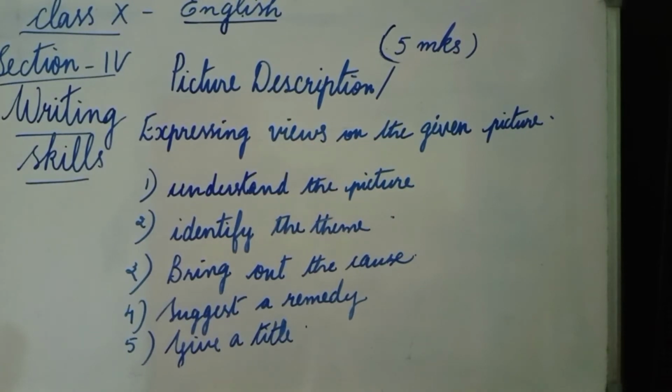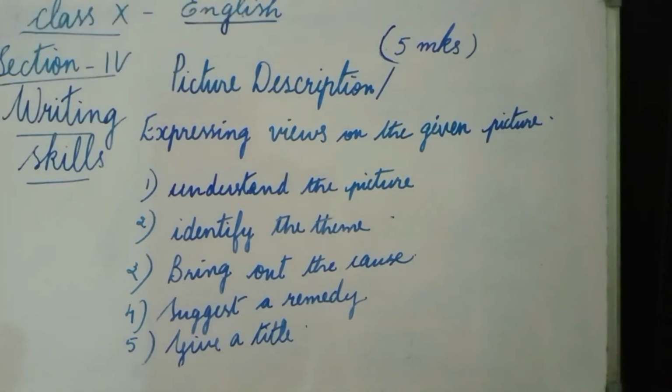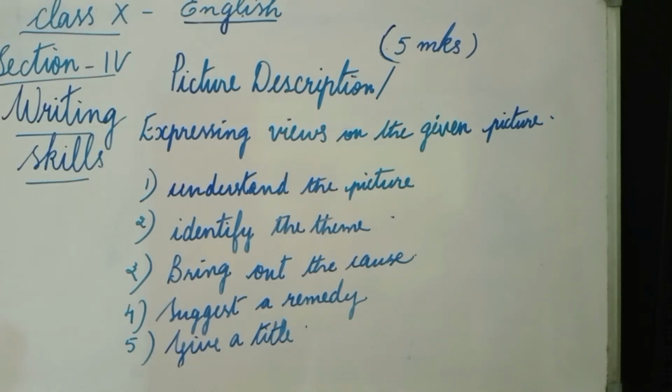Next, we have the picture description, or expressing views on the given picture. A picture will be given in the question paper, and based on your understanding, you will have to write 5 sentences. So first you have to understand the picture, then you identify the theme, bring out the cause, suggest a remedy, and give a title. And make sure that you avoid counting the number of things that are there in the picture and just writing it. That is not a standard way of expressing your picture description. So see that you avoid doing that.